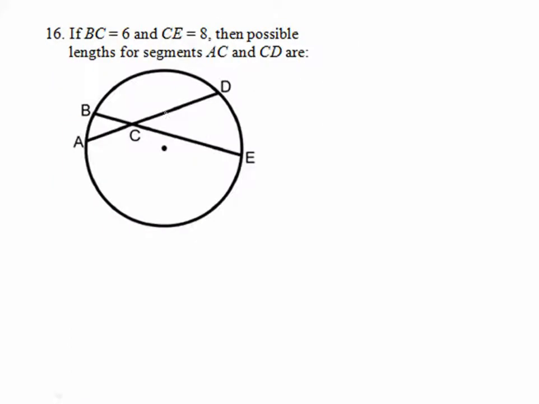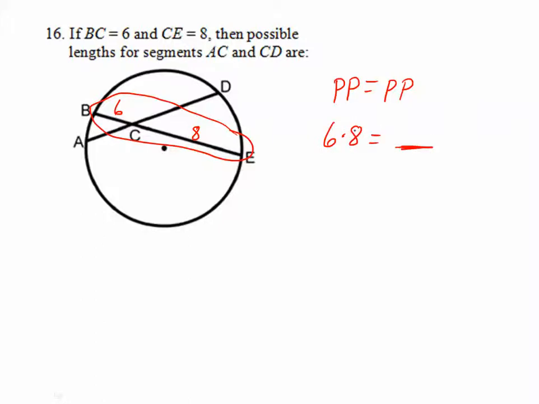16 says if BC equals 6 and CE equals 8, then the possible lengths for segments AC and CD are. Well, this is a circle where we have two secant lines inside the circle, and our formula is PP, or part times part equals part times part. So I look at one of my segments, and one part of that segment is 6 times 8, and the other side has to equal the same thing. So these two segments have to equal the same thing that these do.